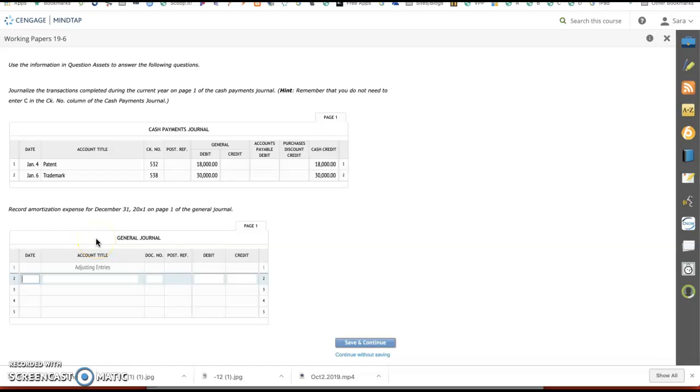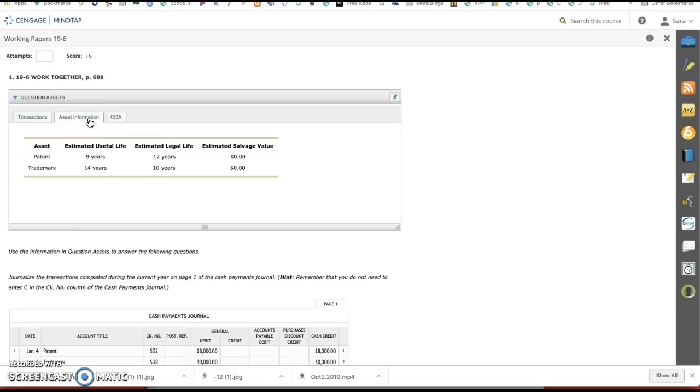Okay, now we're going to record our amortization expenses for December 31st on page 1 of our journal. And so for this, let's see, what day did it say? Okay, so December 31st. And then our first account title will be amortization expense. We won't have a document number. So now we have to do some calculating.